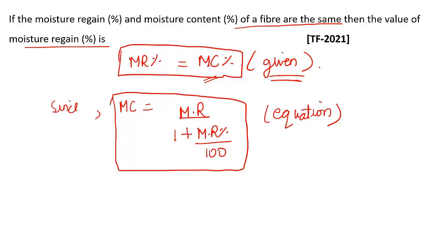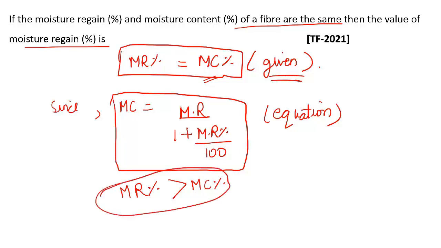If we put moisture regain as 0, then 0 upon 1 plus 0 upon 100 will come out to be 0. Otherwise, except 0, if you write any value, then moisture regain percent will always be greater than moisture content percent. Moisture regain is the weight of water over the oven dry weight of the material. In moisture regain, oven dry weight is taken, whereas in moisture content, the weight of water upon the total weight of the material is taken.